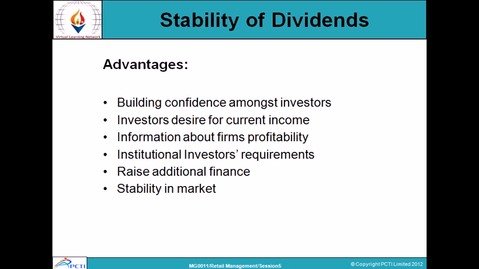Now, let's understand, keeping the stability of dividend is desirable. Why is it desirable? Because there are certain advantages. First is building confidence among the investors. Your investors have a high confidence in you. Second, investors desire current income. They always want to have some current income with them. And the third is information about the firm's profitability. They will get the proper information about the firm, the profitability you are making.